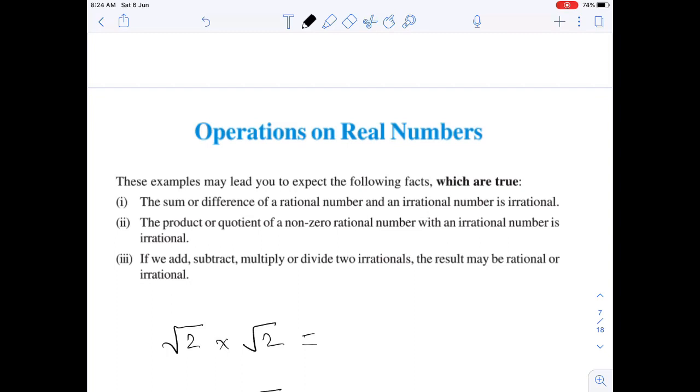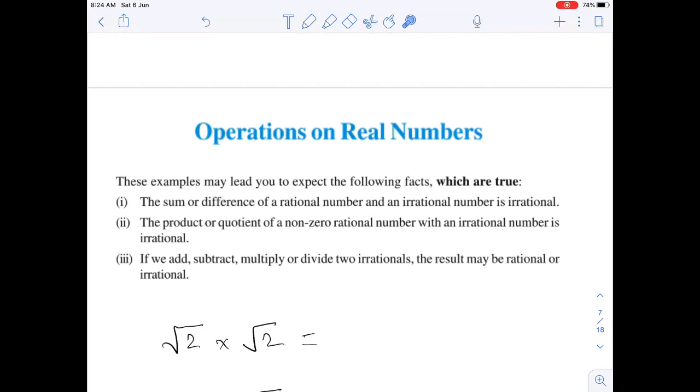Now today we are going to learn operations on real numbers. We have learned that real numbers is nothing but the collection of all different types of numbers. Natural, whole, integers, rational and irrational, all these numbers come under the category of real numbers. Today we have to learn what happens when we add, subtract, multiply or divide a rational number with another rational number and a rational number with an irrational number.